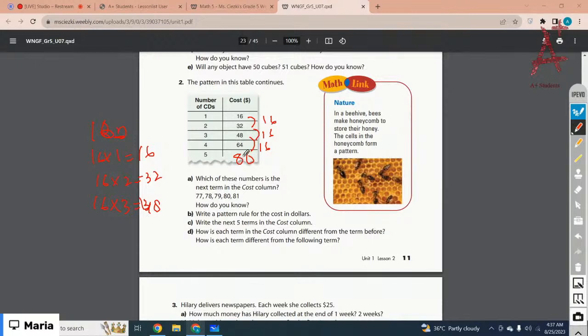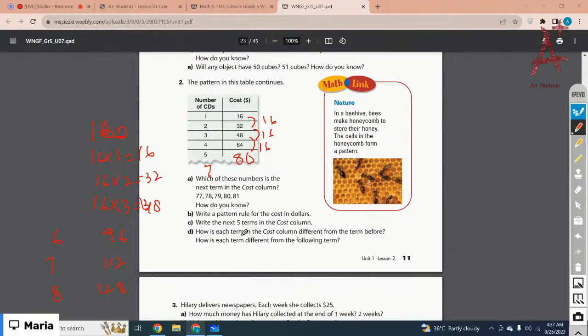Write the next five terms in the cost column. The next five start with 80 plus 16, right? The sixth one is 96, right? The seventh one is 16 times 7, that is 112. The eighth is 16 times 8, that is 128, right? Every next term, multiply by 16, 16 times 7, 16 times 8.